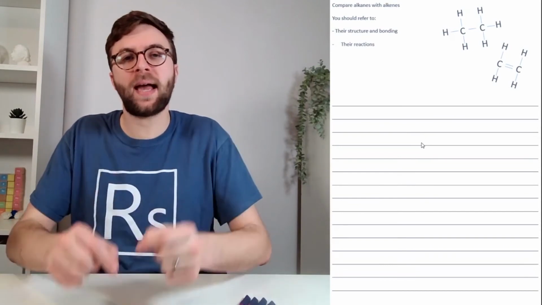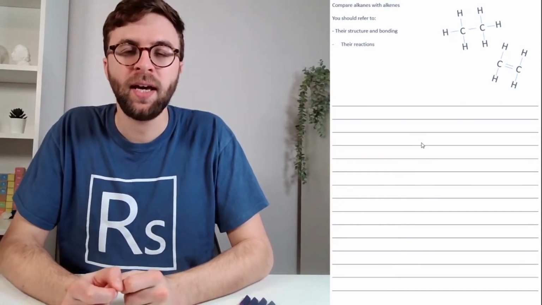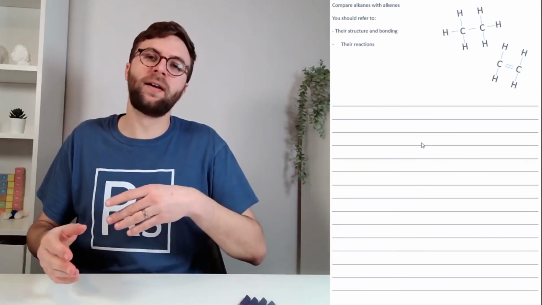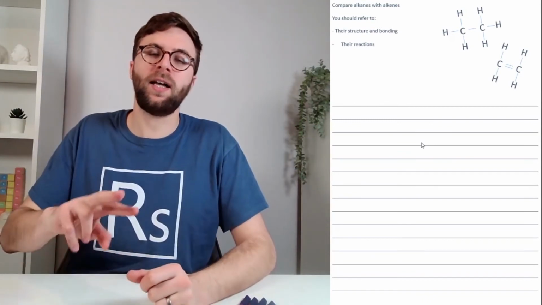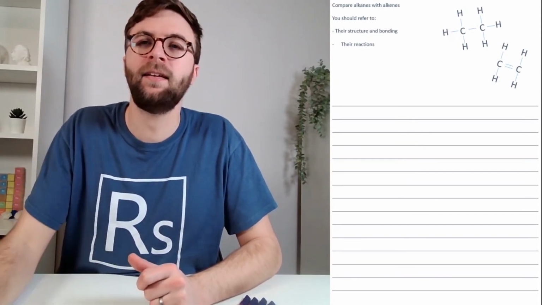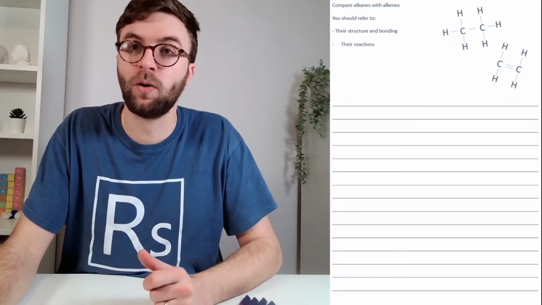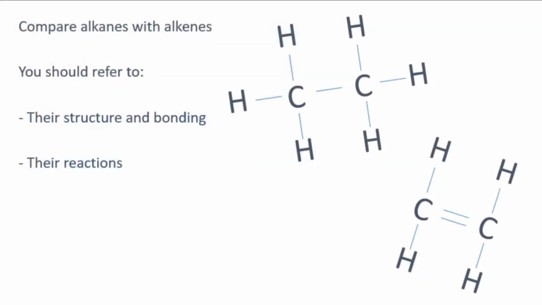If you're doing the separate science course, you'll probably have a little bit more to say about their reactions. If you're doing the combined course, you might go with a 4-2 split, 4 marks on the structure and bonding, and 2 marks on the reactions, because you don't do as much of that in that course. Okay, so I'm going to again leave you with that there, and I'm going to give you 4 minutes, and then we'll see what we can come up with together.